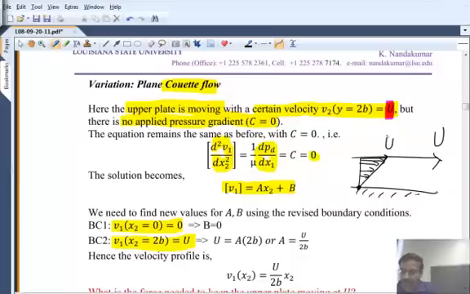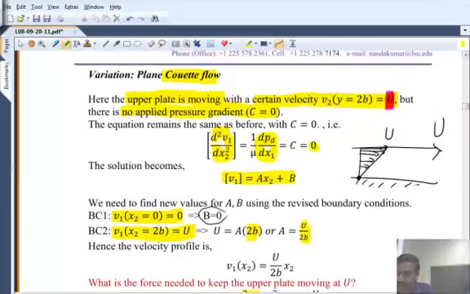Okay, so using that you can find the two constants from the boundary conditions. When you use the boundary condition at the bottom, it turns out that B is equal to 0. When you use the boundary condition at the top, you get A is equal to U over 2B. So the velocity profile becomes U over 2B times x2. So it is a linear profile.